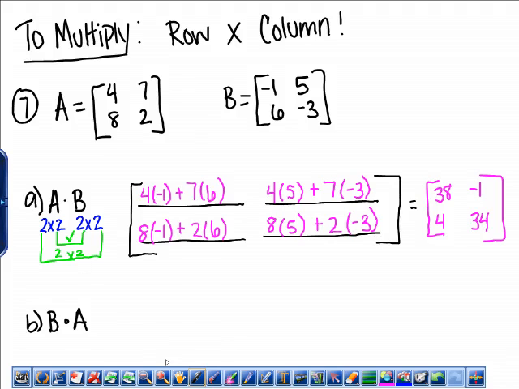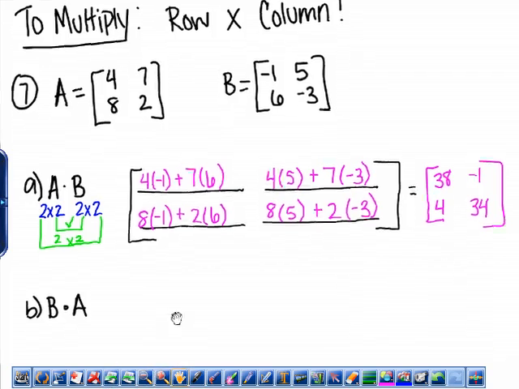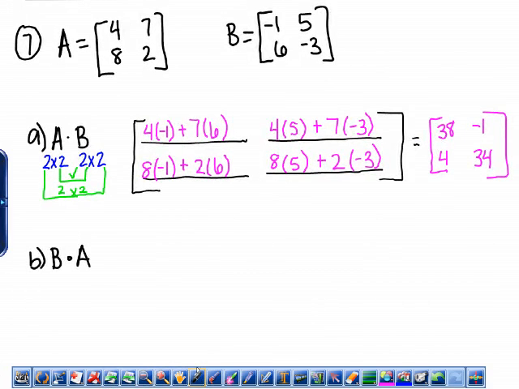This process works. Okay, now let's do B times A. I strongly encourage, if not require you here, to rewrite this in the order B times A. I don't think this is something you should try and eyeball going backwards. I think that can get really confusing. So I would rewrite this in the correct order that we're going to multiply: B times A.